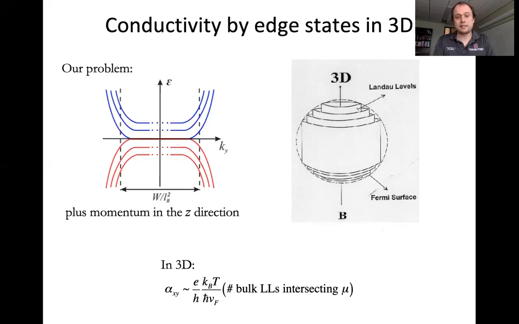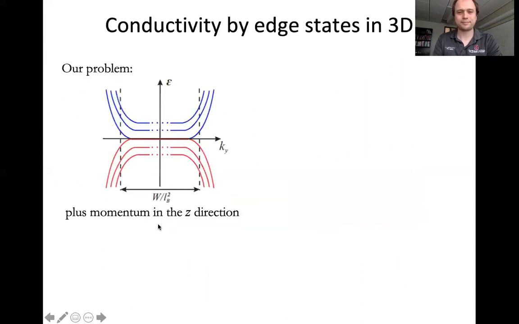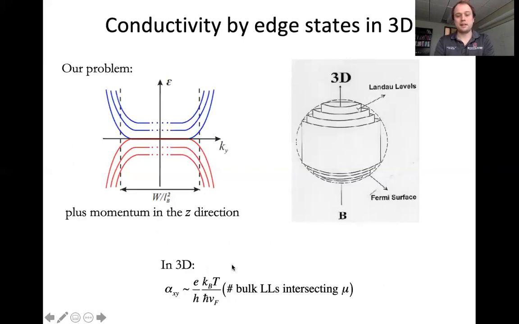So if you do the calculation for 3D, you find that alpha xy looks like the same e over h. Because it's a three-dimensional conductivity, you need a momentum scale. That momentum scale looks like T over v Fermi. In other words, this is the typical change in momentum associated with thermal excitation, times the number of bulk Landau levels intersecting the chemical potential. So in 2D, that number was 1 or 0, depending on whether I put the chemical potential in a gap or in the middle of a Landau level. But in 3D, this number can be large when the field is small.